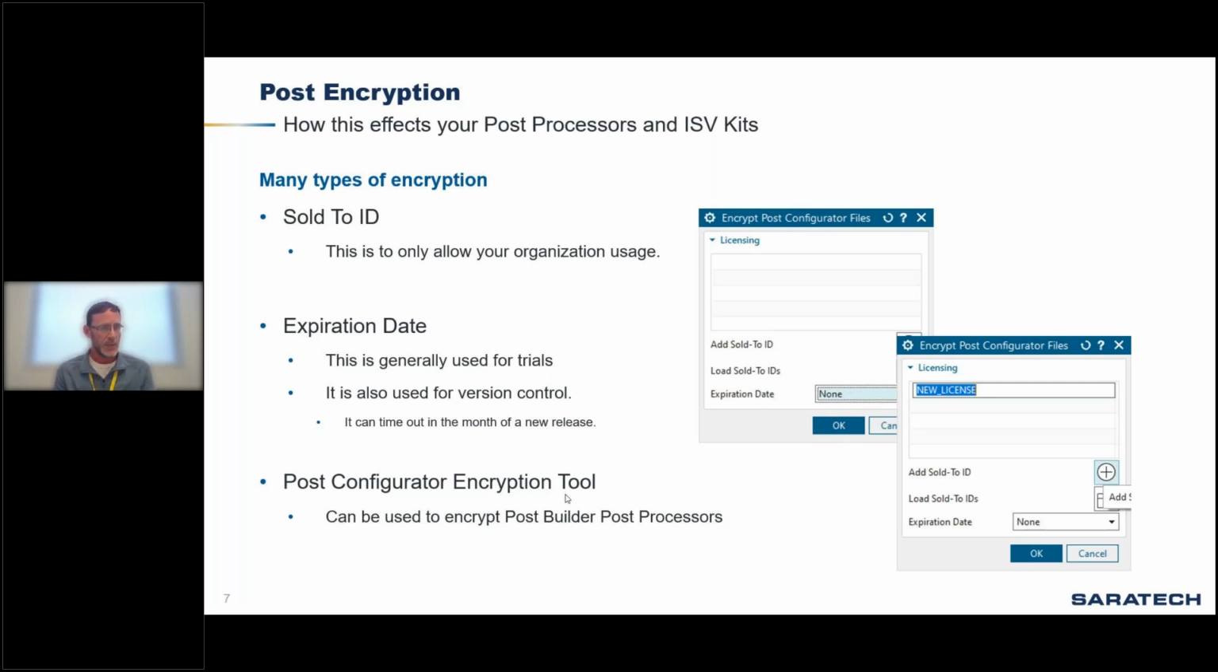So the post configurator encryption tool can also be used for post builder post processors. If you have a post builder post processor, you can encrypt its TCL code just the same way as a post configurator post processor. But previously in our post builder tool, we didn't have an encryption tool. So in industry a different tool was used that created PP decrypt files, and in that instance, it did encrypt the entire product.